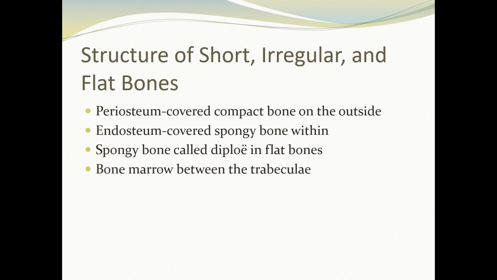In a short, irregular, and flat bone, the periosteum and endosteum are also found. Recall that the spongy bone is called diploe in flat bones. There will be bone marrow within the diploe, between the trabeculae of the diploe, and this bone marrow is generally red bone marrow in adults and also red bone marrow in infants.